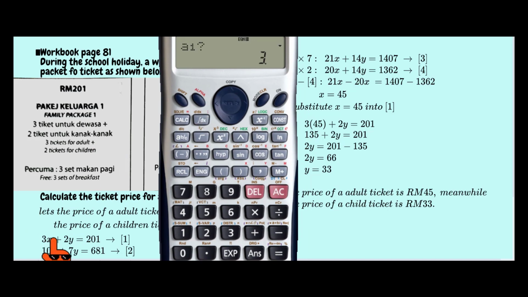Now we are going to consider the first equation. a is 3 here. We press 3, press the equal sign button. b is 2, press 2. And c is 1.